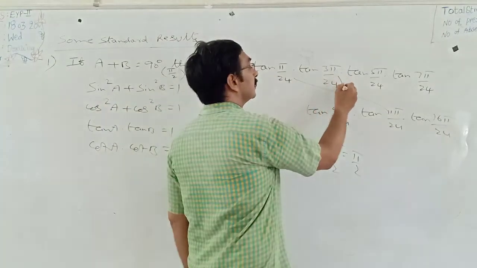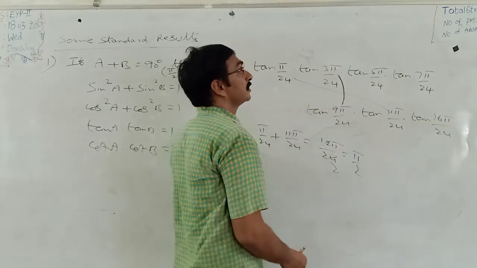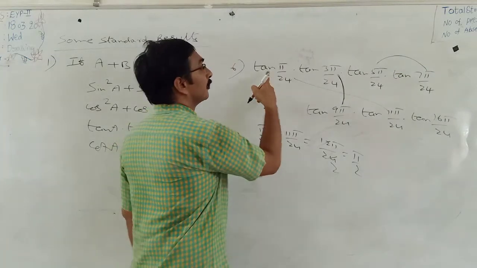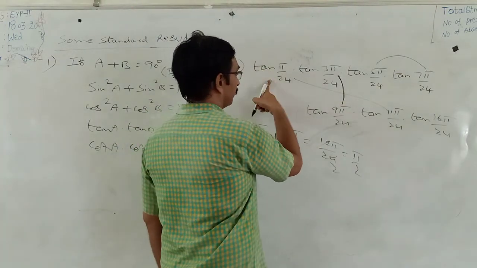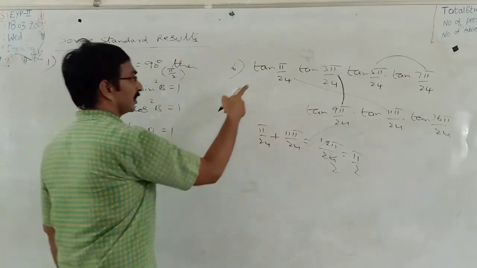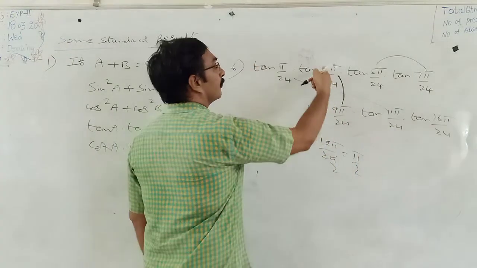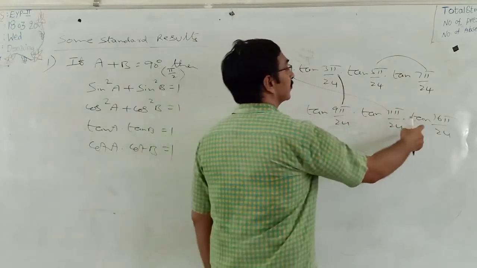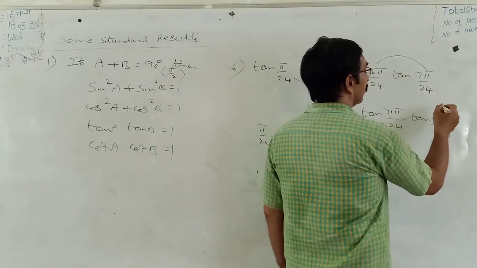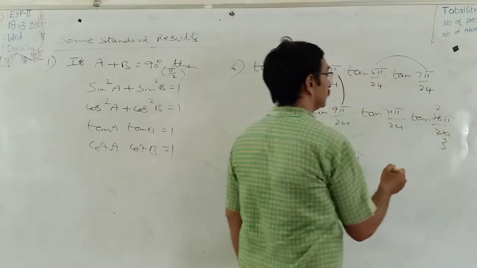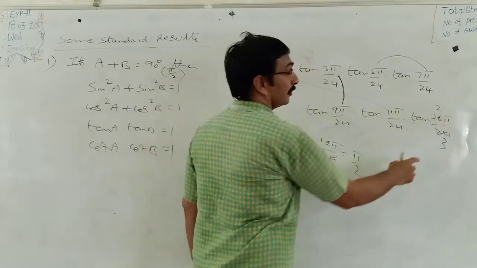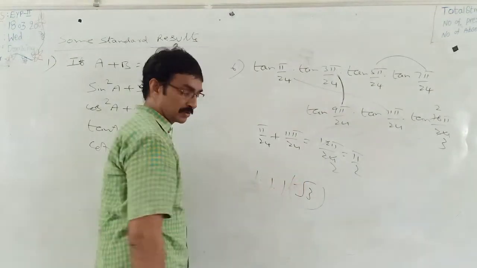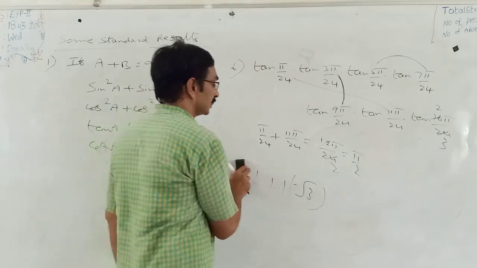Similarly, the sum of these two is pi by 2, the sum of these two is pi by 2. Therefore, the product of each pair is 1. Remaining last term: 8 twos are 16, 16 by 24 is 2 pi by 3, so tan 2 pi by 3 means the value of tan 120 degrees, which is minus root 3. So the final answer is minus root 3.